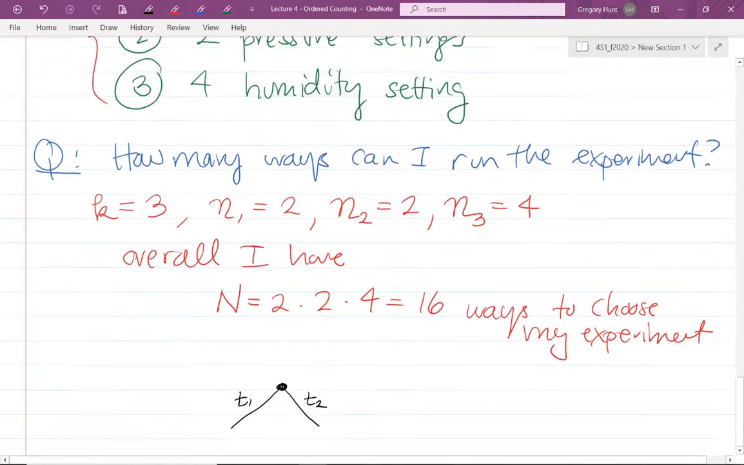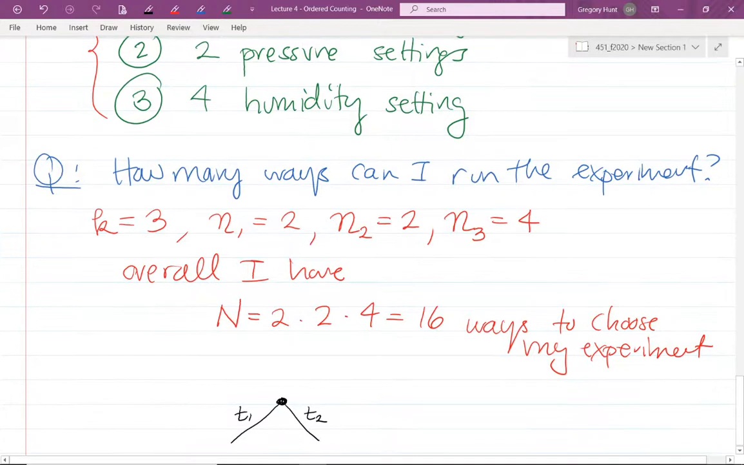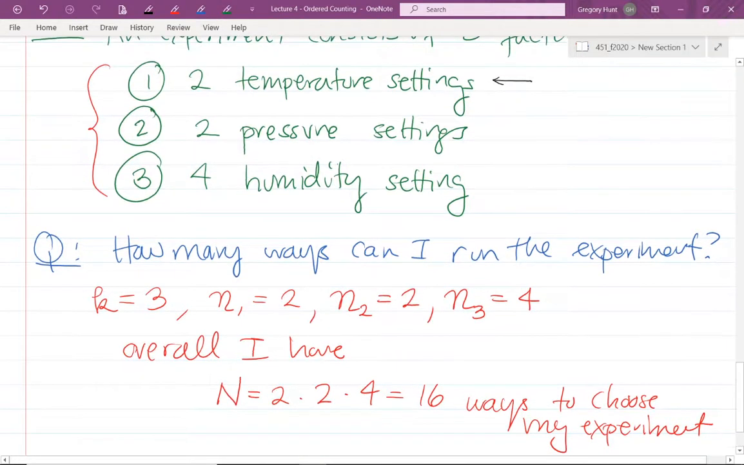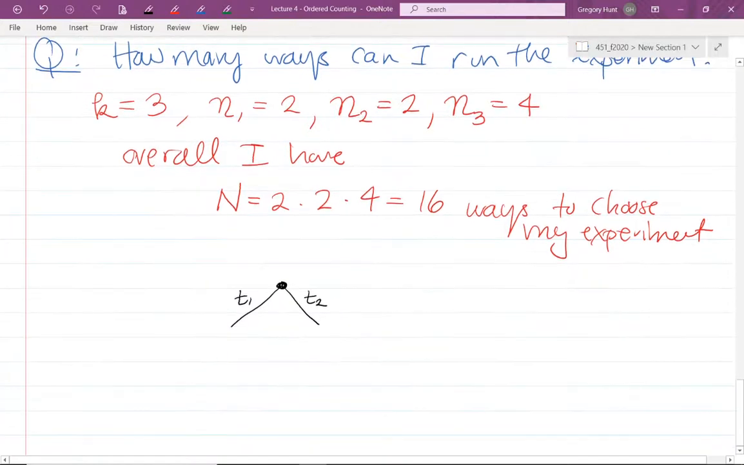And regardless of how I choose my temperature setting, I then have to choose a pressure setting. And I have two ways of doing that. So if I choose temperature setting T1, I could choose either pressure setting P1 or pressure setting P2. If I choose temperature setting T2, I could choose, again, pressure setting P1 or pressure setting P2. Okay, so that's the second task completed.